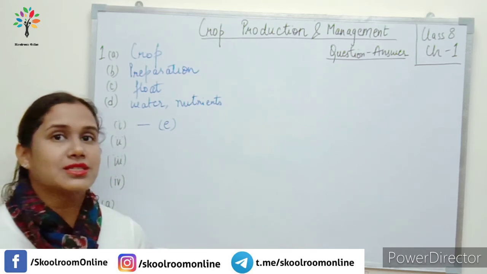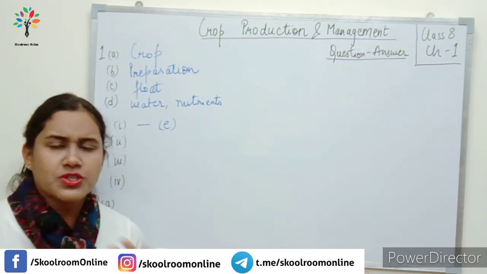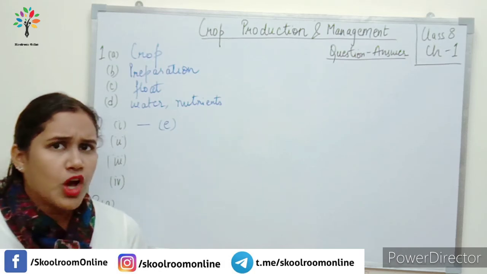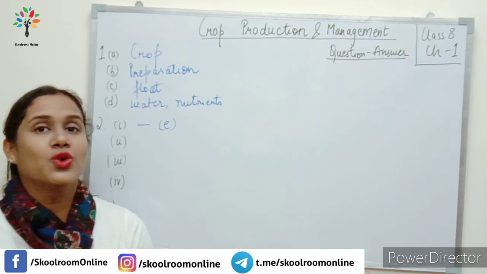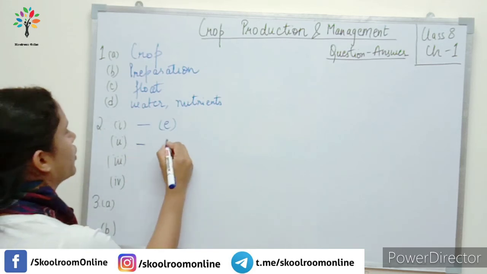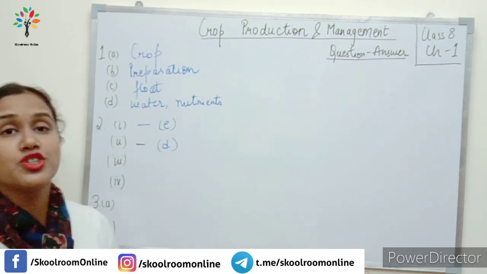Now let's look at the second part, rabi crops. What are the examples of rabi crops? It is wheat, gram and pea, right? So that is option D. Your correct answer here is option D.